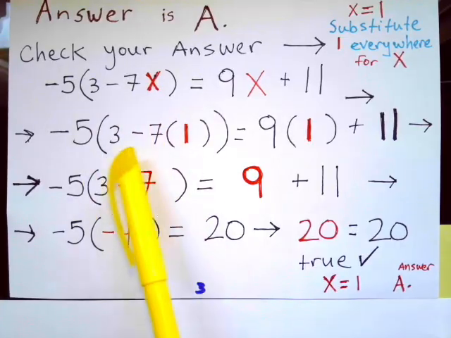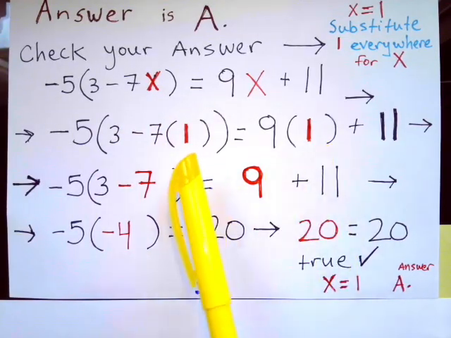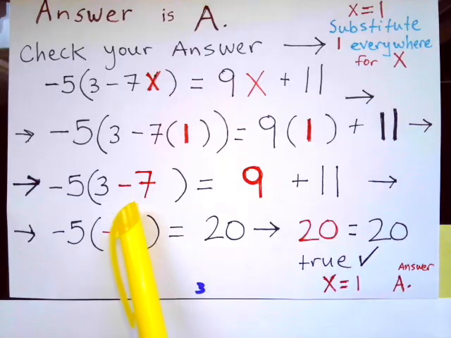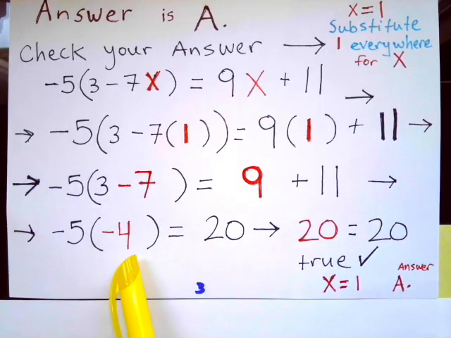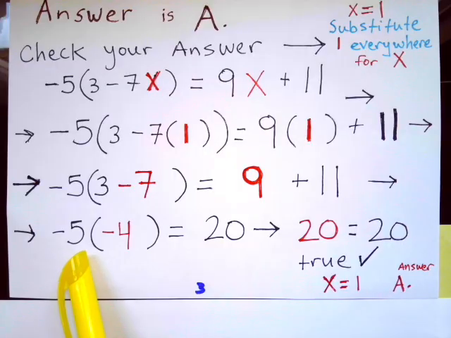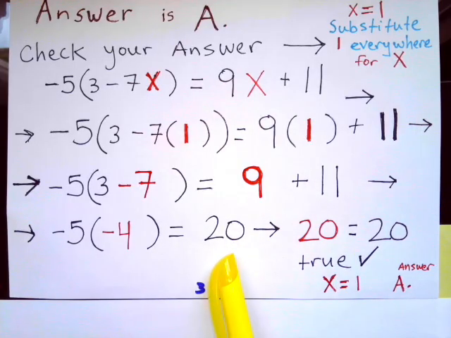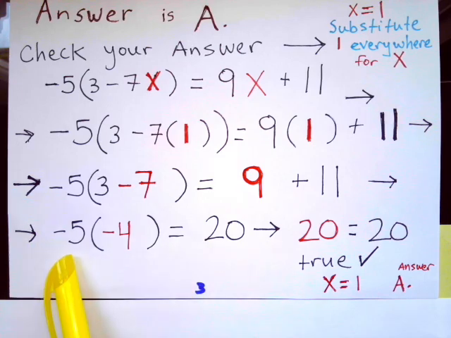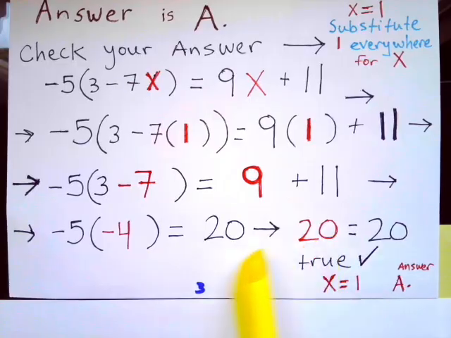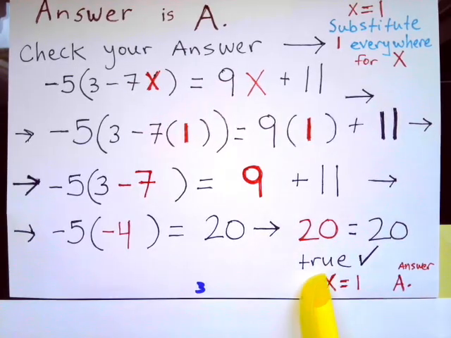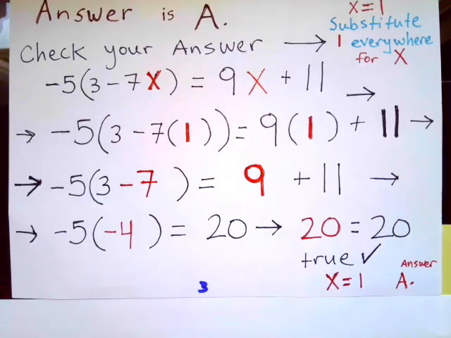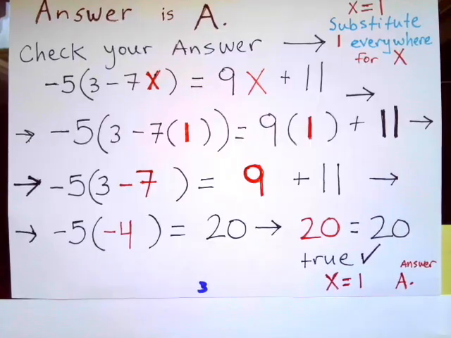Again, we do what's inside the parentheses first after substituting the 1. Negative 7 times 1 is negative 7. 3 minus a negative 7 is a negative 4. I rewrite that negative 5 on the outside. I rewrite my equal sign. 9 times 1 is 9. Plus 11 is 20. So you have 20 equals negative 5 times a negative 4, which is the 20 you see here. 20 equals 20. That's a true statement. Absolutely. My answer is A. X equals 1. Math is easy. Take it step by step.